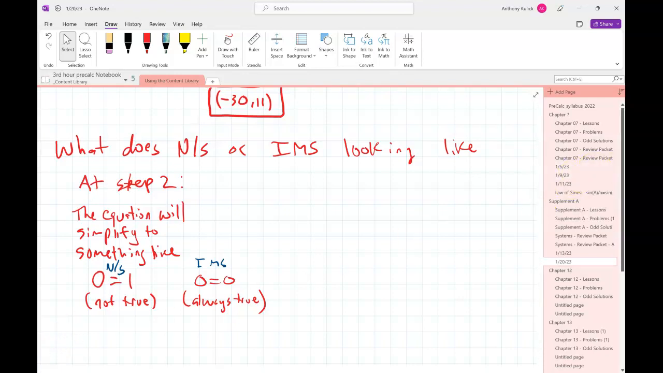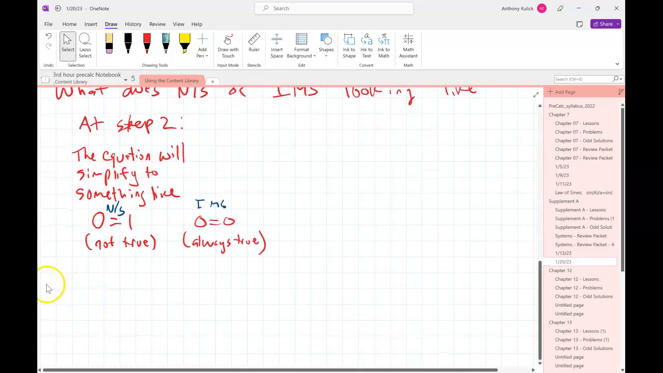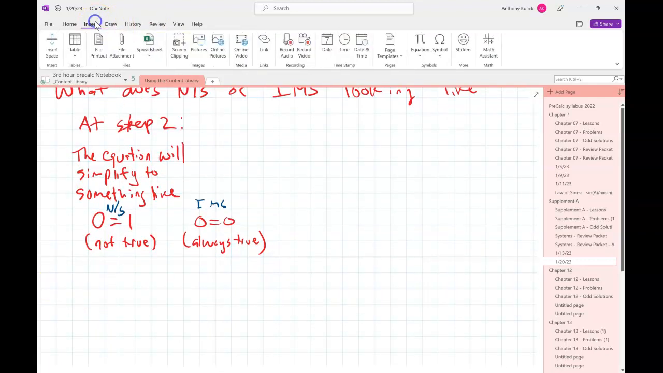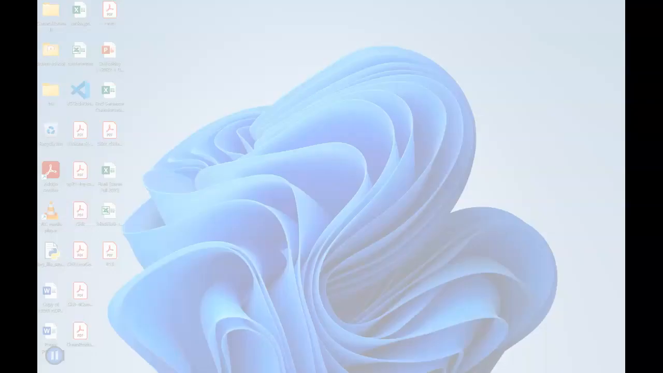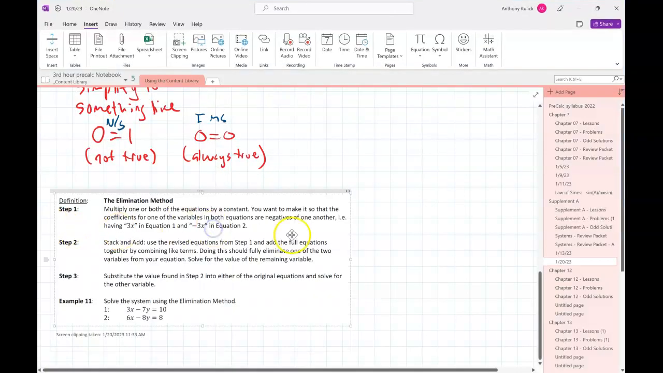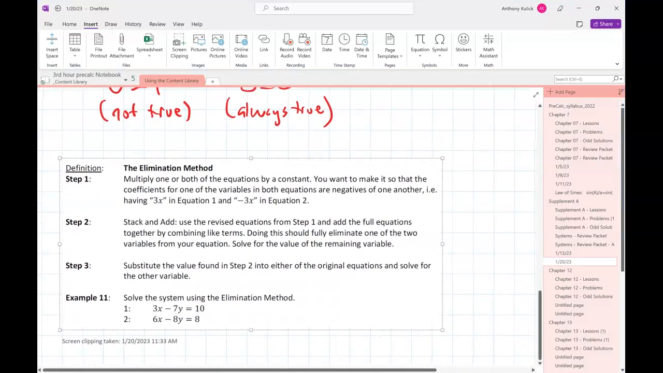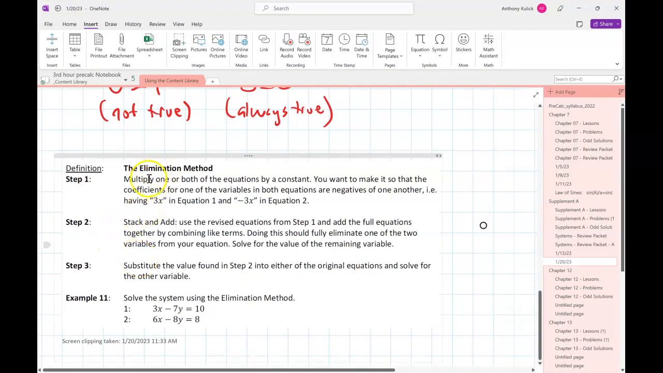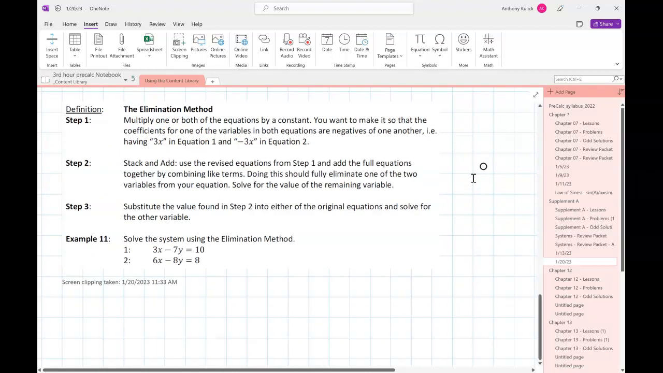Our second algebraic method is called elimination. So let's look at what that looks like. In step 1, we can multiply one or both of the equations by a constant. It does not need to be the same constant for both equations. So I can multiply equation 1 by 2 and equation 2 by 3. That's fine. They can be different constants.